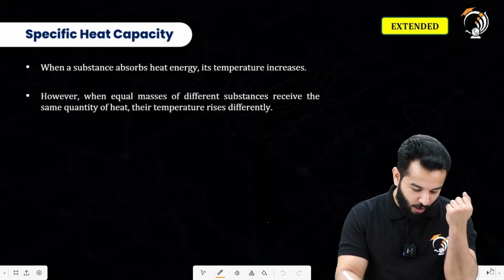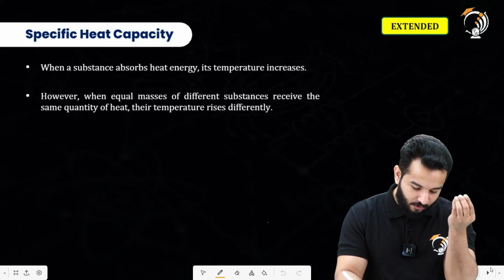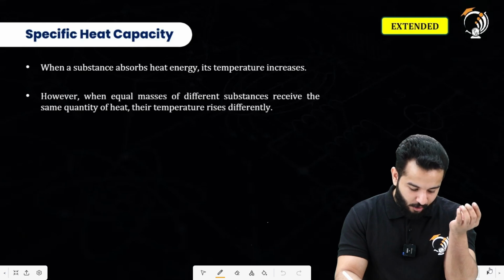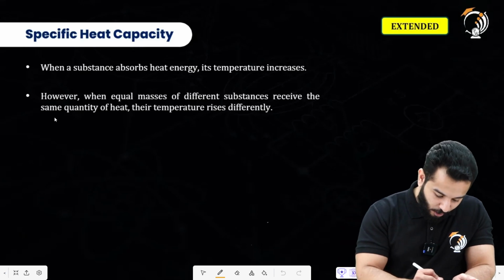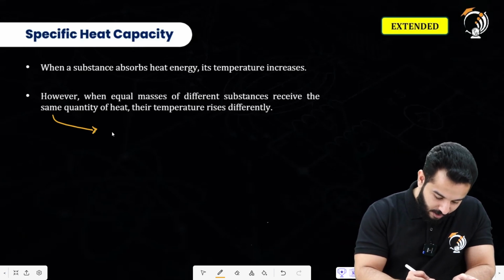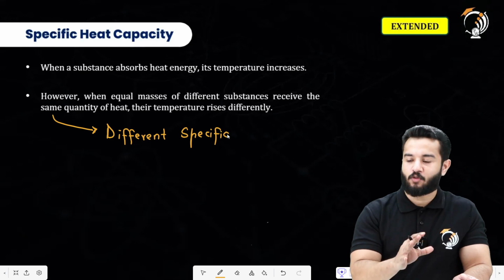When a material absorbs heat energy, its temperature increases. However, when equal masses of different substances receive the same quantity of heat, their temperature rises differently. It means that if we are talking about different materials, they have got different specific heat capacity. So specific heat capacity is constant for a given material.